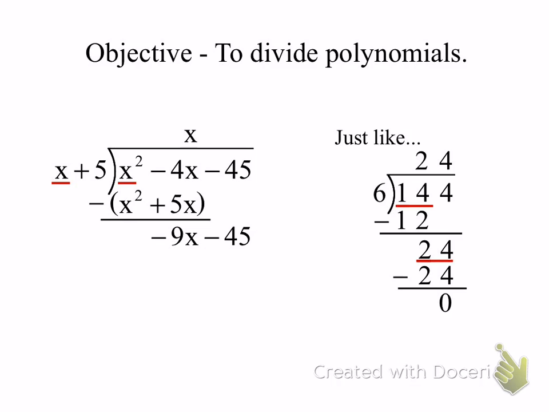I'm sorry, negative 9x. Negative 9. So I write the negative 9 here, and then I multiply the entire binomial. Negative 9 times x is negative 9x. Negative 9 times 5 is negative 45. But then we subtract the whole thing, so we take the opposite sign of both, 9x plus 45, and we end up with 0.